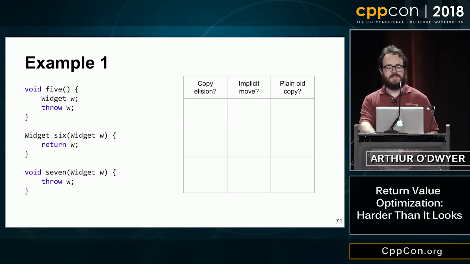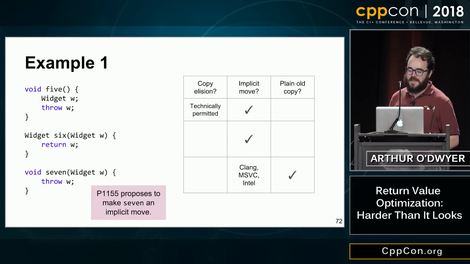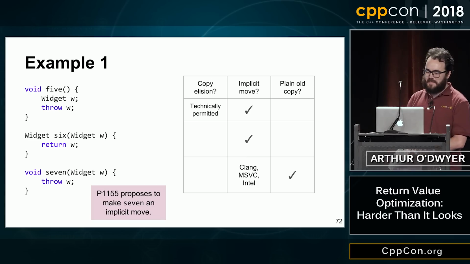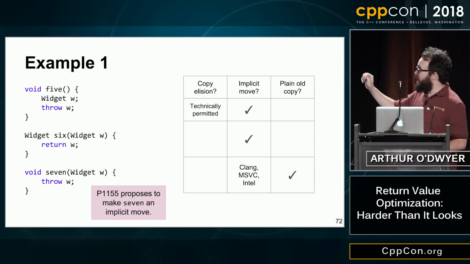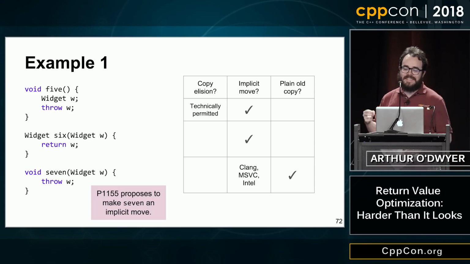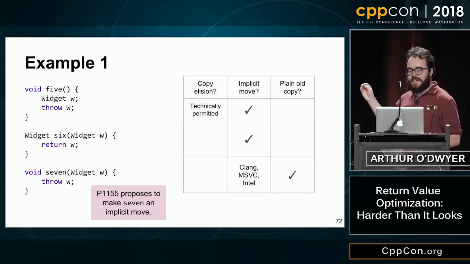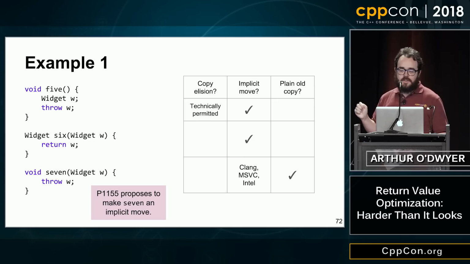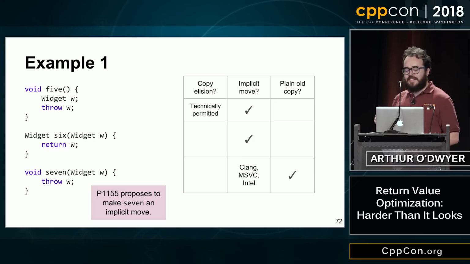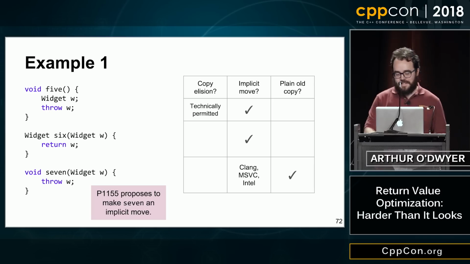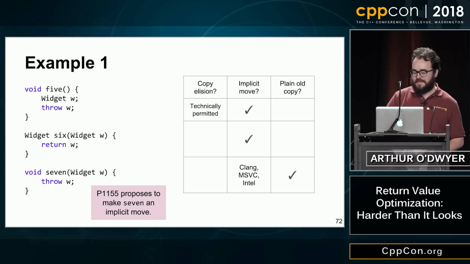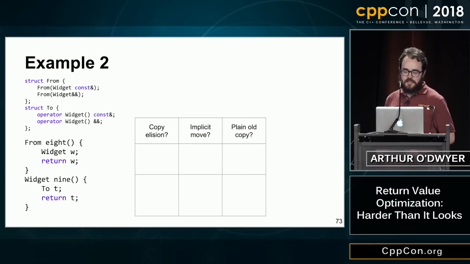This is too large, and I have too little time to shout out the answers. So here are the answers. When I throw w, it will do an implicit move. Copy elision is technically permitted, but nobody does it for technical reasons. When I return out of a parameter, we saw that does an implicit move. And when I throw out of a parameter, technically that needs to be a copy according to the paper standard, but everybody except GCC does the right thing. But there's a proposal that I wrote to make it do the right thing on paper too.